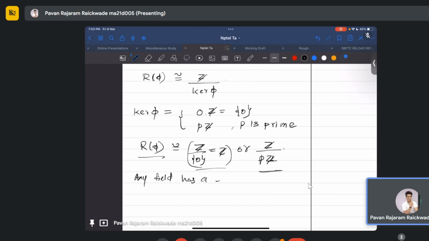So any field has a subfield isomorphic to Q, coming from the integers, or Z_p. This is a very important result: any field you give has a subfield isomorphic to the rationals or Z_p. That's all. It has a subfield isomorphic to the rationals if its characteristic is 0, and a subfield isomorphic to Z_p if its characteristic is prime p.